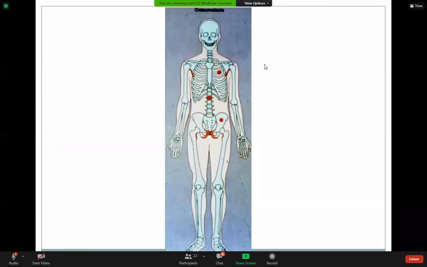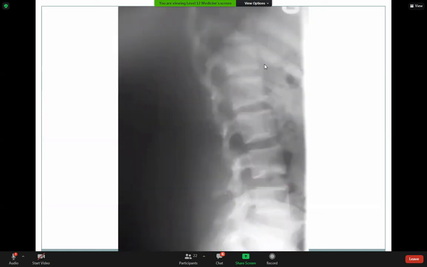So these are the areas where osteomalacia targets the most in adults: the vertebrae, the pelvis, proximal femur, the scapulae, and the ribs. This is a lateral X-ray of the lumbar spine showing biconcave vertebrae. So the top end of the vertebra and the bottom end, instead of being straight, they become concave.